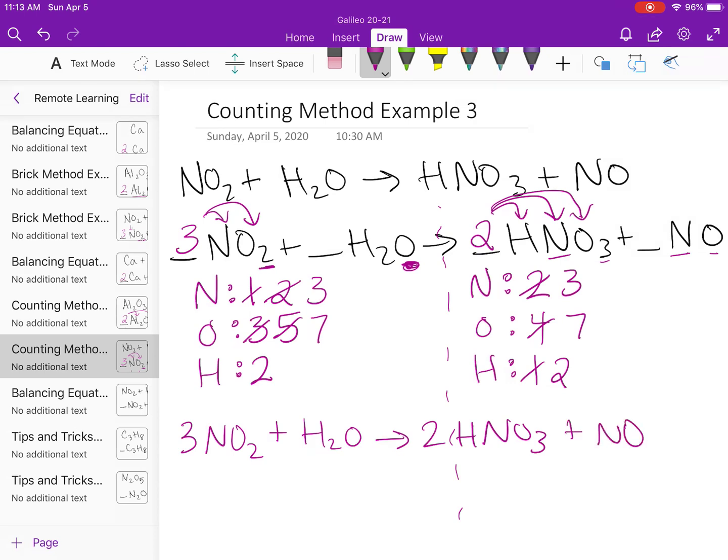Okay, so hopefully this video helped you learn the counting method of balancing equations. And eventually, if you get really good, you can almost look at an equation and balance it without even writing out the counting. You can kind of do it in your head. That'd be super advanced mode. See if you can get there.